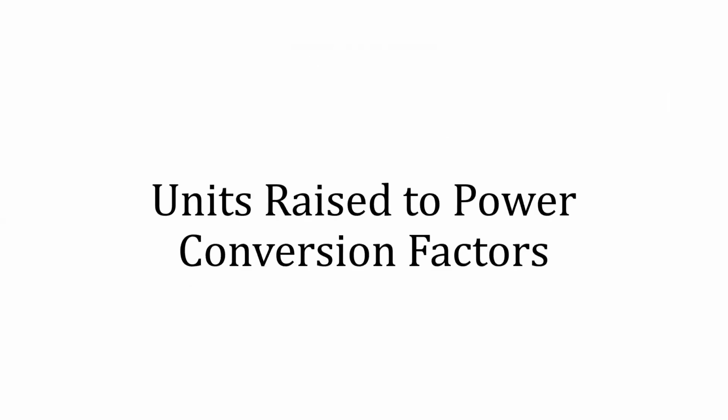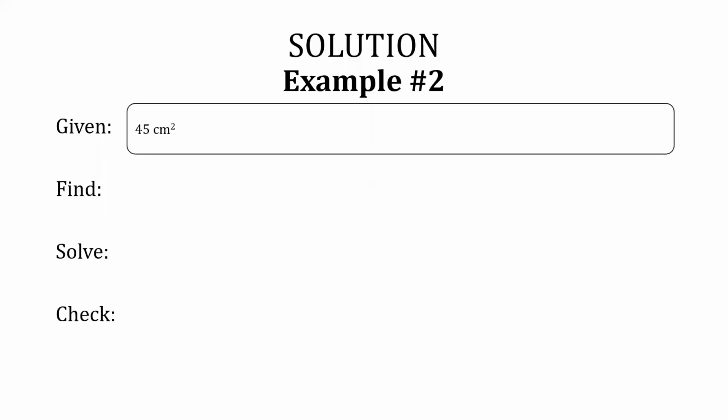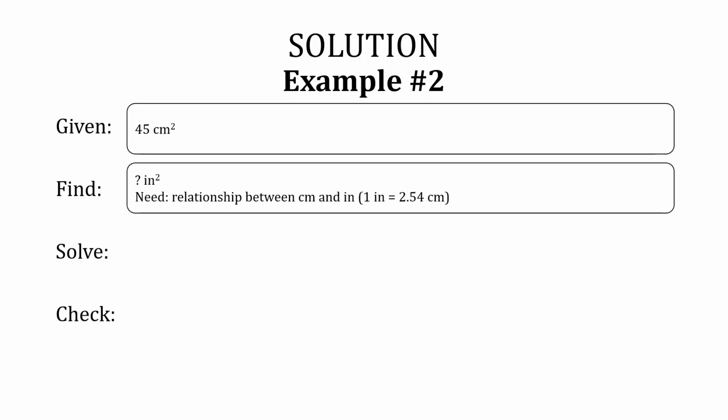Units raised to power conversion factors. Example 2 is, express the area of a square equaling 45 square centimeters in units of square inches. It is given that the area equals 45 square centimeters. To find the area in units of square inches, one needs to look at the relationship between centimeters and inches. It turns out that 1 inch equals 2.54 centimeters.